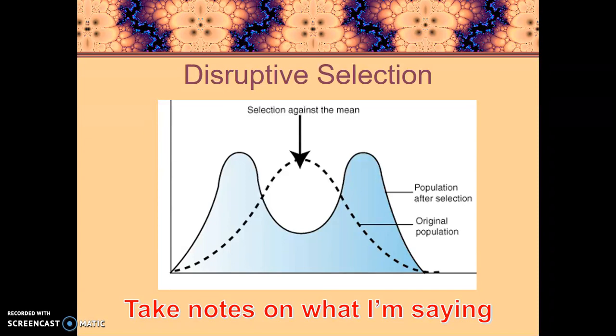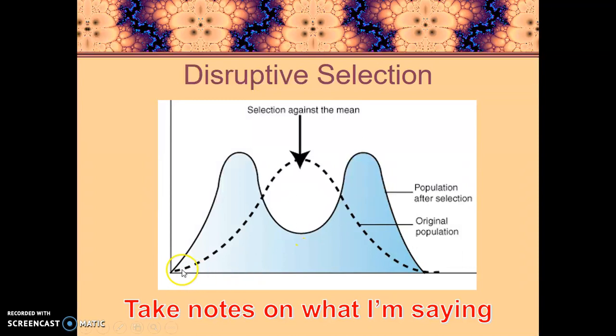Let me repeat that. Disruptive selection is the one that is most likely to lead to new species developing. So again, the dotted line represents the original population, a nice variation. Middle is bad, extremes are good. So you start to see these two different peaks, which can lead to, what did I say it can lead to? Speciation.